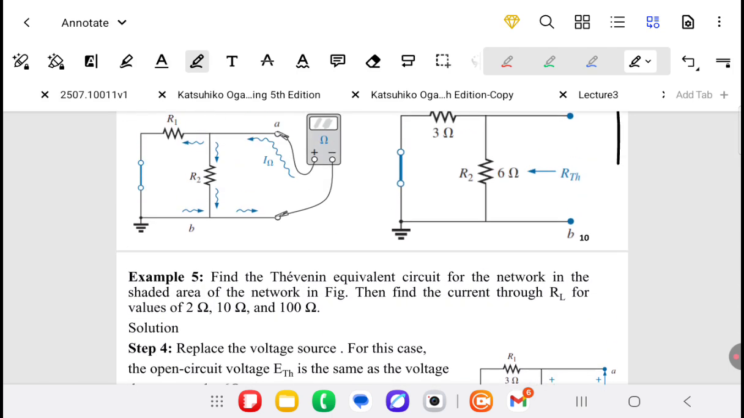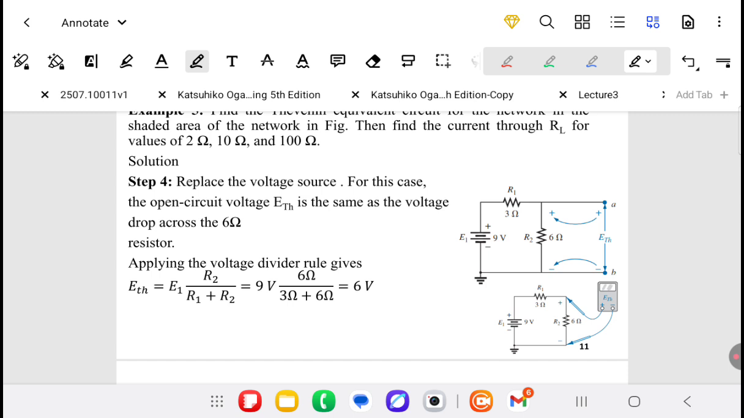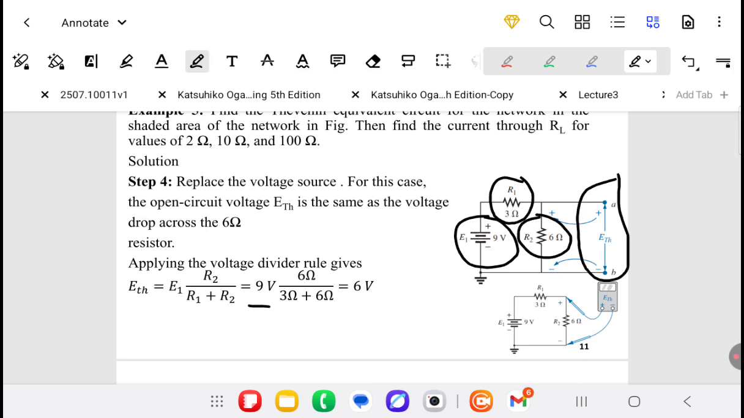The next step, we return the battery back to the circuit, and now we need to obtain the open circuit voltage across the terminals A and B. The open circuit voltage E Thevenin equals the battery voltage 9 volt times the resistance across which we need to get the voltage, which is 6 ohm, divided by the addition of the two resistances connected in series, 3 ohm and 6 ohm, which is 9 ohm. We get E Thevenin equals 6 volt.